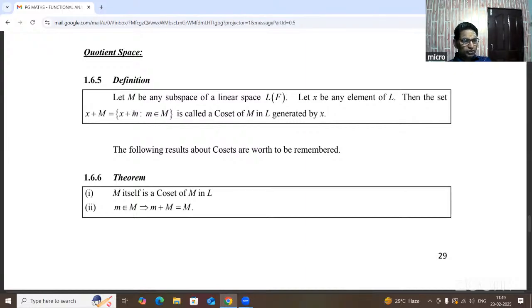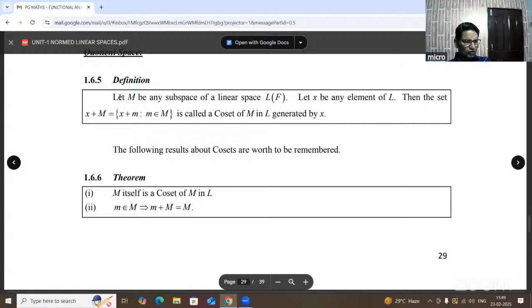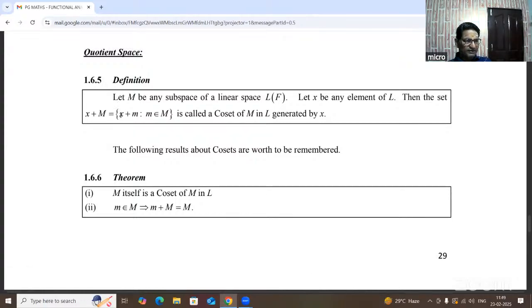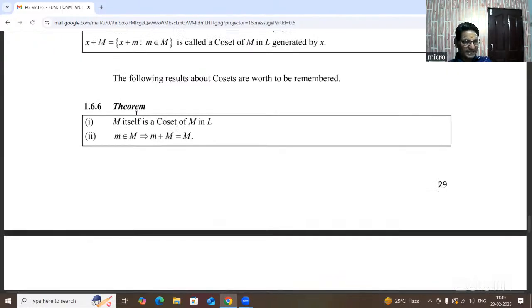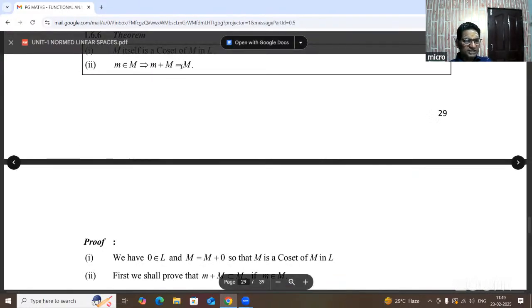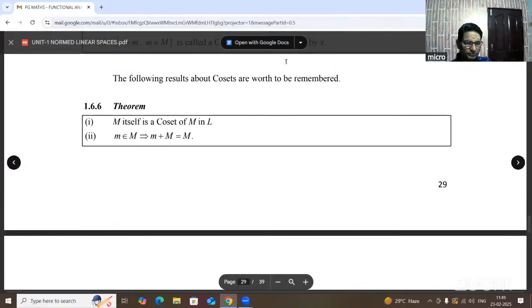Now there are so many elements: x1 plus m, x2 plus m, y1 plus m, whatever it is. So x plus capital M equals the set of x plus small m, where small m is a subspace element. That is why this is the coset of a non-empty subset of the linear space, generated in L by small x. Now just see and refer to this proof.